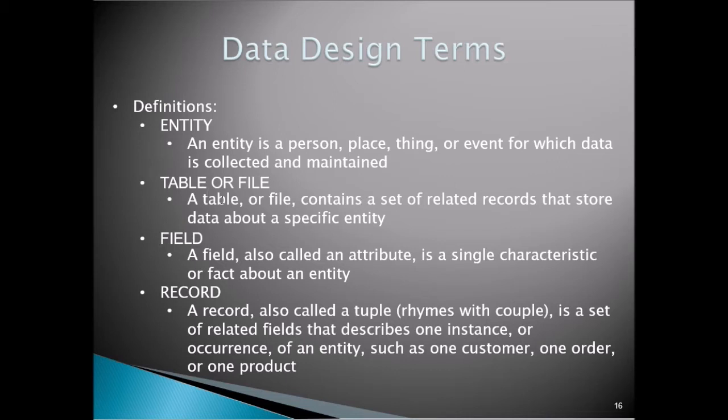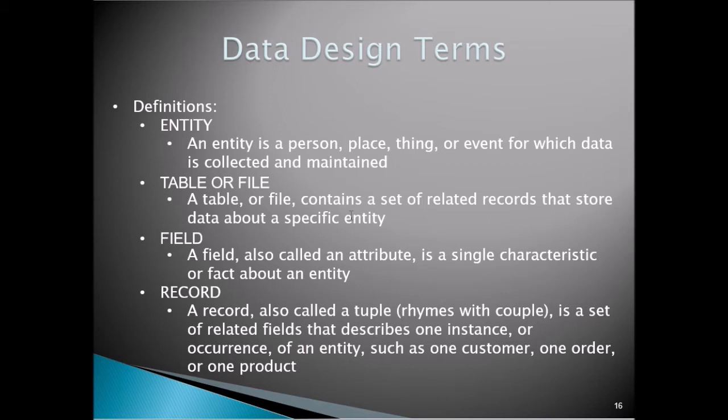Table or file. A table or file contains a set of related records that stores data about a specific entity. So if you had a person file, that person file might contain a gender field, a date of birth field, and a zip code field for that person, although that would likely go under address, which is a place, and that would be linked. We'll see how that's done shortly.